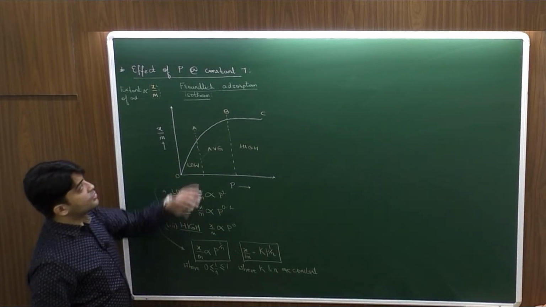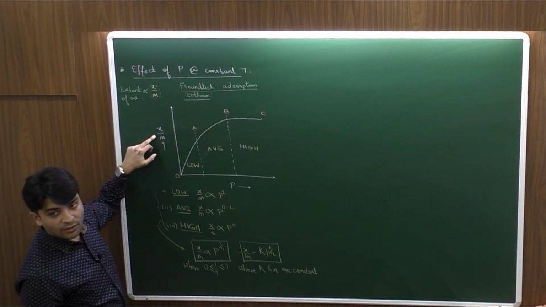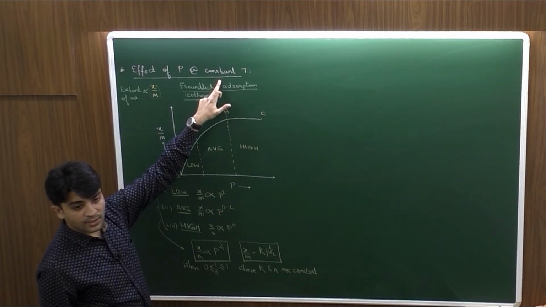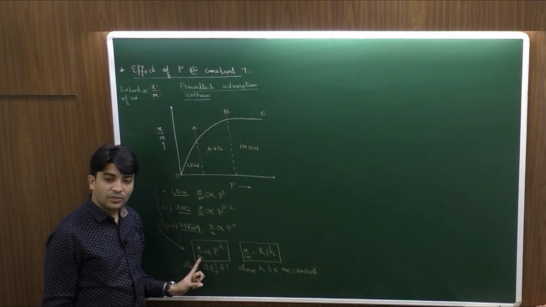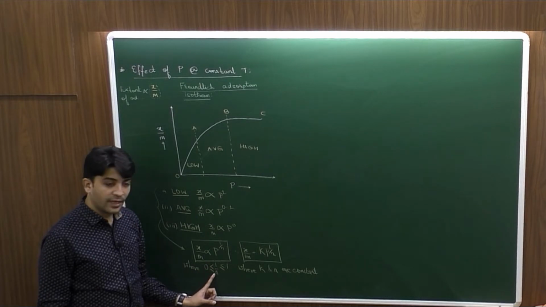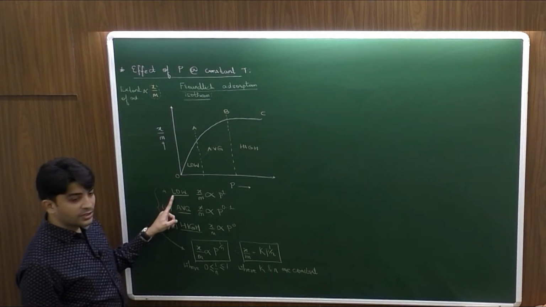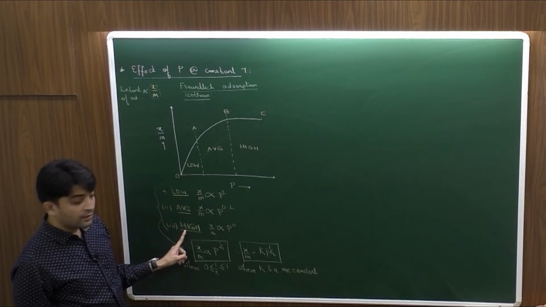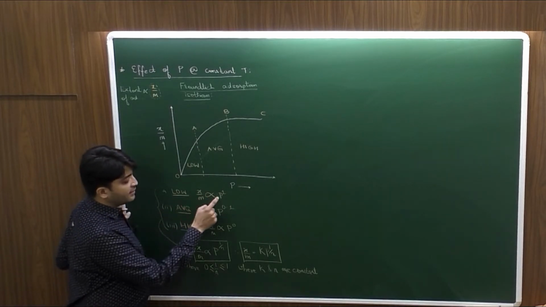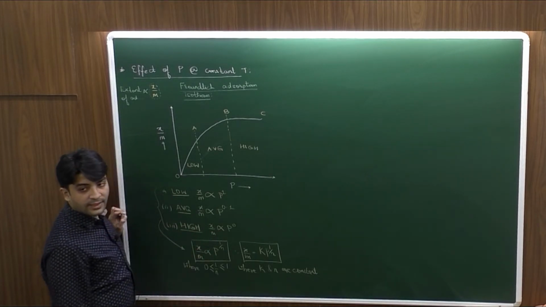Clear? So in short, Freundlich adsorption isotherm is a graphical representation of the extent of adsorption versus pressure at a constant temperature. Mathematically it is given as x by m is proportional to P raised to 1 by n, where 1 by n can range between 0 and 1. So based on this relation, I can divide into 3 parts: low pressure region, average pressure, and high pressure region. At low pressure it is linear, at high pressure it is constant, at average it is exponentially increasing.